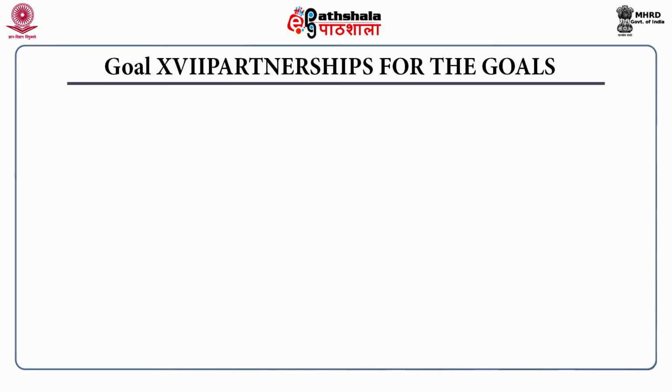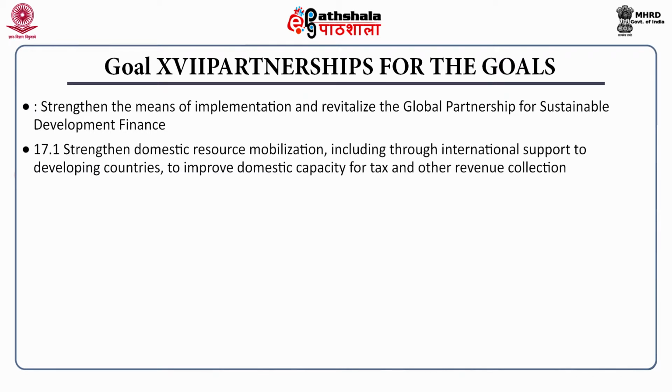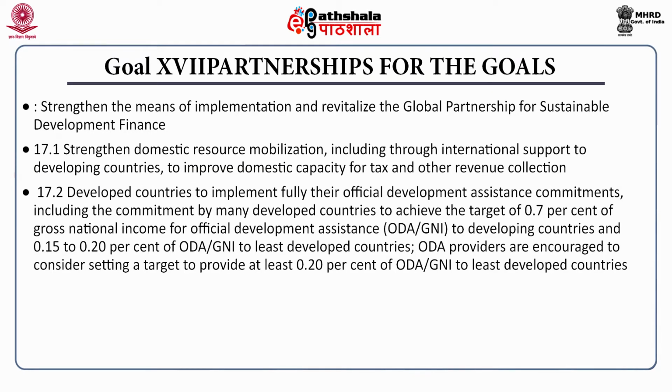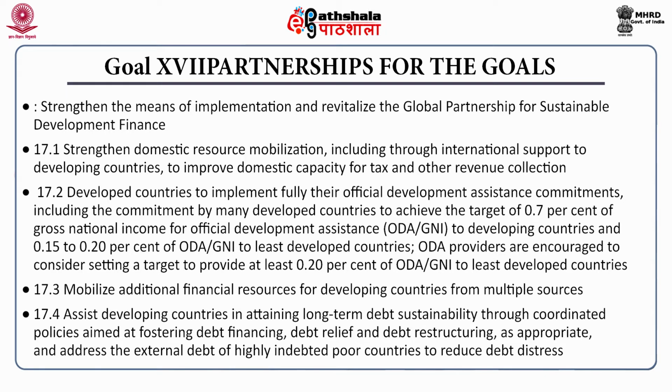Finally, the last goal, that is goal number 17, partnerships for the goals. Strengthen the means of implementation and revitalize the global partnership for sustainable development. Finance: strengthen domestic resource mobilization. Developed countries to implement fully their official development assistance commitments. Mobilize additional financial resources for developing countries from multiple sources. Assist developing countries in attaining long-term debt sustainability through coordinated policies aimed at fostering debt financing, debt relief and debt restructuring as appropriate, and address the external debt of highly indebted poor countries to reduce the debt distress.